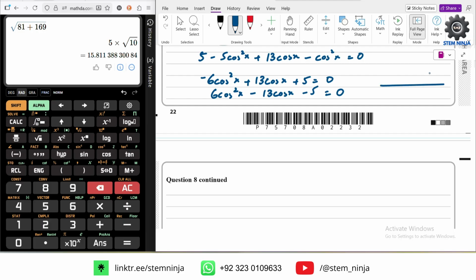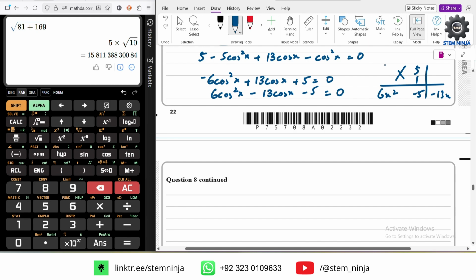So let's see if we can figure out factors for this. So 6x squared minus 5 minus 13x. We have 5 and 1, but 3 and 2. So 3x, 5x. No. One of them has to be negative, okay?